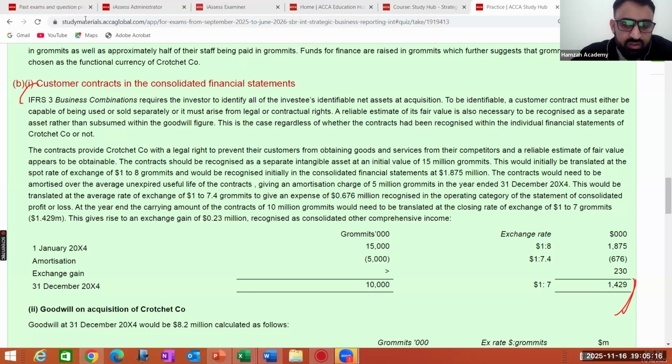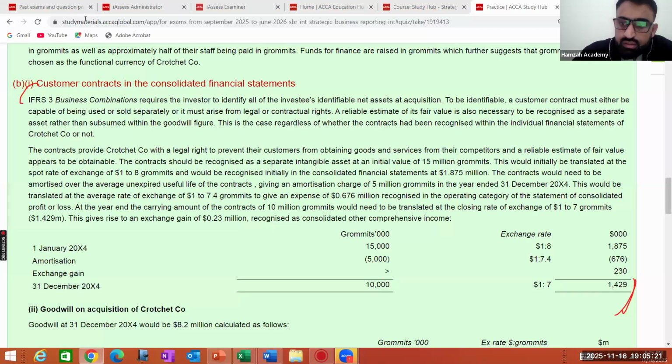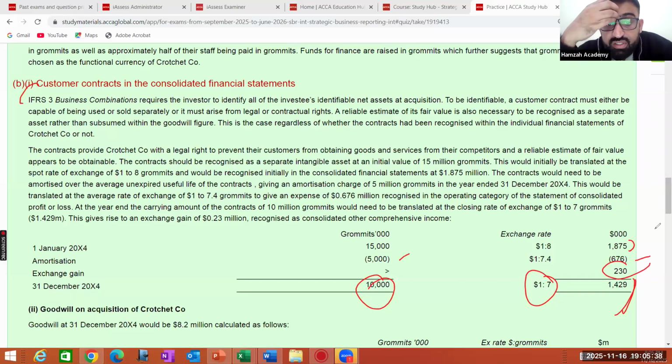They are just explaining the calculations now, and in terms of dollar it becomes 1875. In 3 years it will be depreciated 5,000, translated using the average rate 676, and the closing carrying value translated using the closing rate, and 230 is the exchange gain, which needs to be recorded in other comprehensive income, and it would be distributed between the group and NCI. Similarly, the depreciation expense should also be distributed between group and NCI.